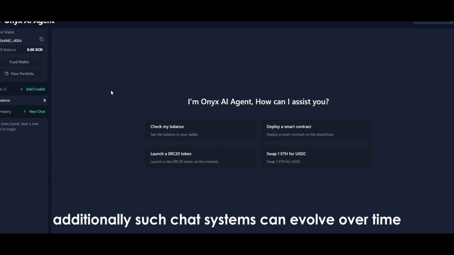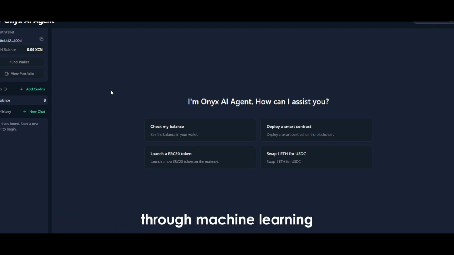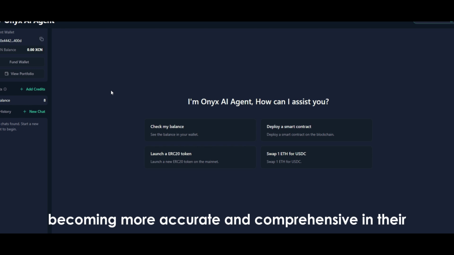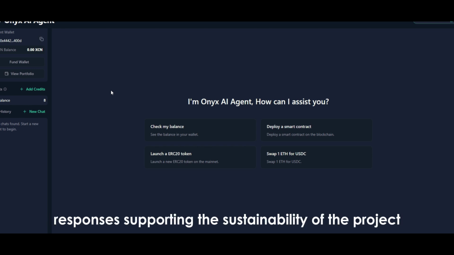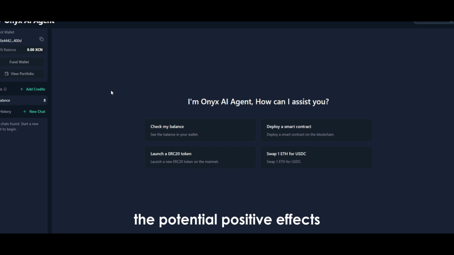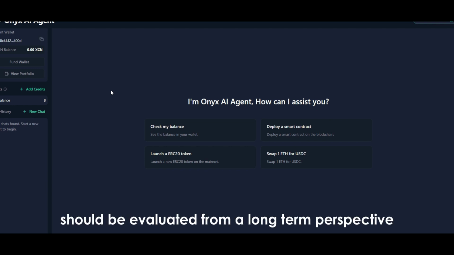Additionally, such chat systems can evolve over time through machine learning, becoming more accurate and comprehensive in their responses, supporting the sustainability of the project. The potential positive effects of all these developments on the price should be evaluated from a long-term perspective.